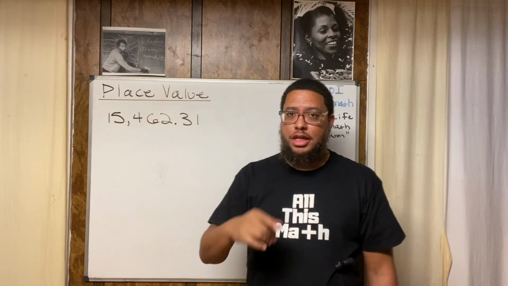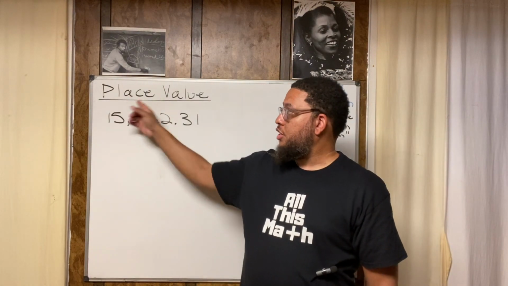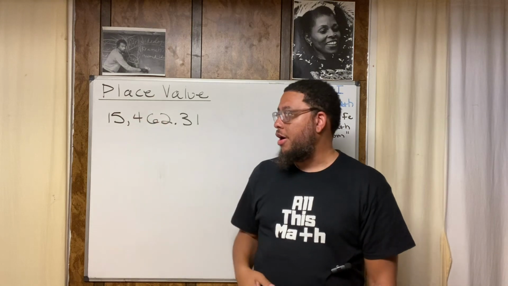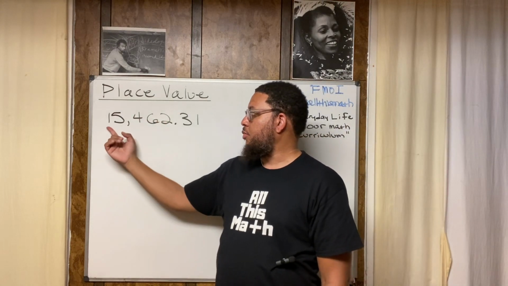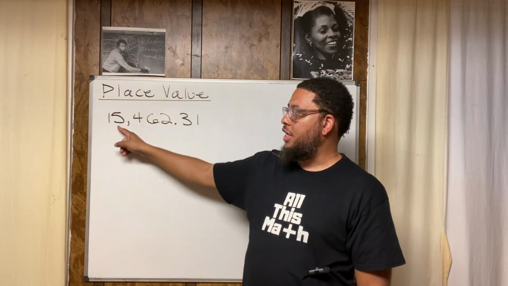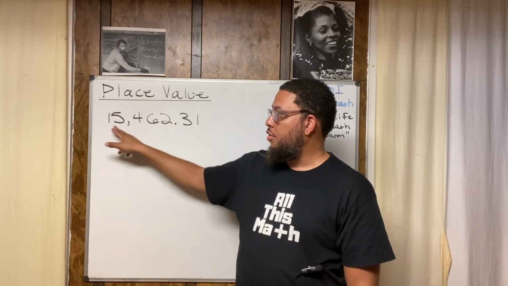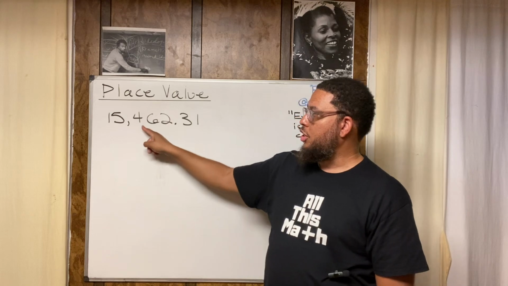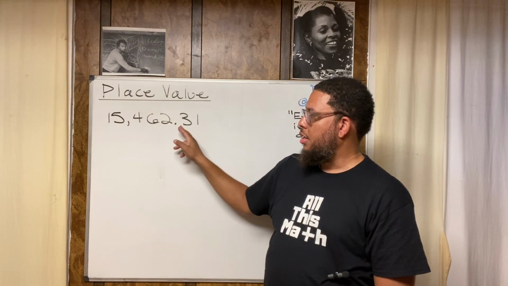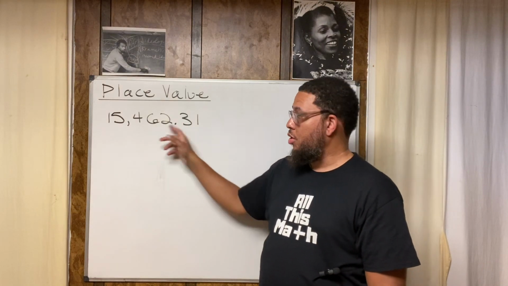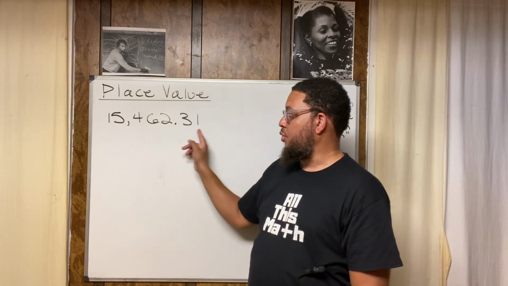All right, today's video is about place value. Place value. Now I have an example number right here. This number is 15,000. How do I know it's 1,000? Because of that comma right there. 15,462.31, or if it was money, I would say and 31 cents.